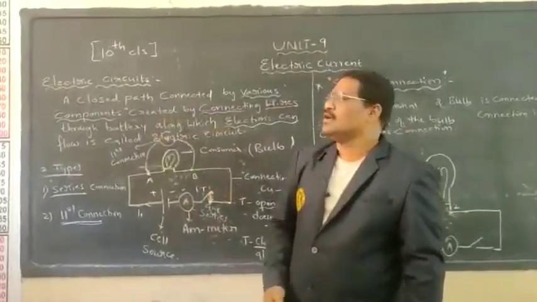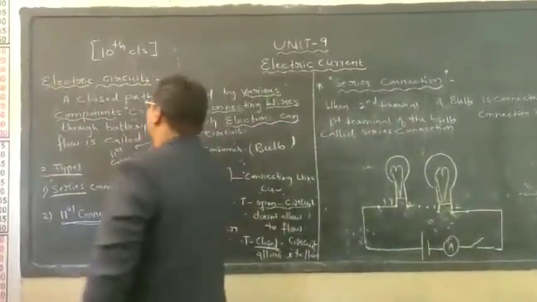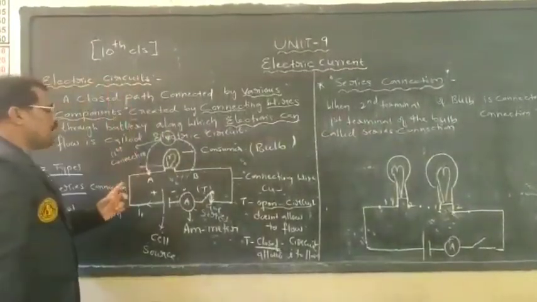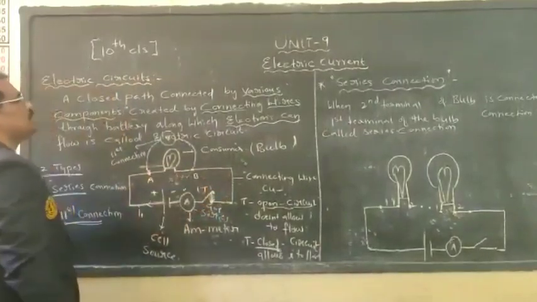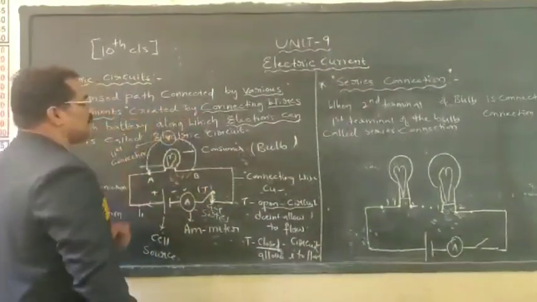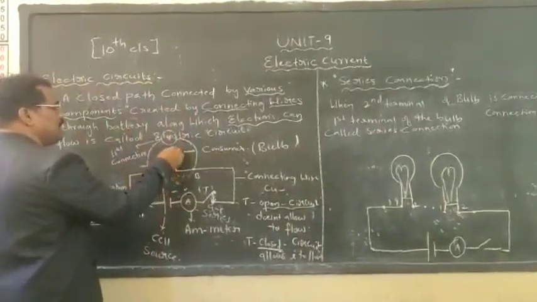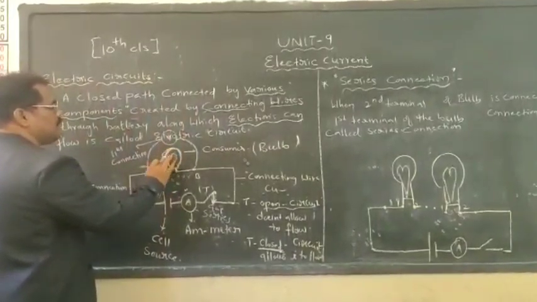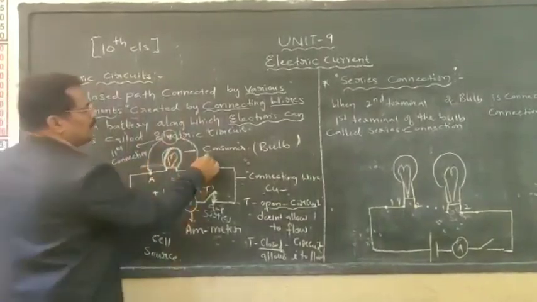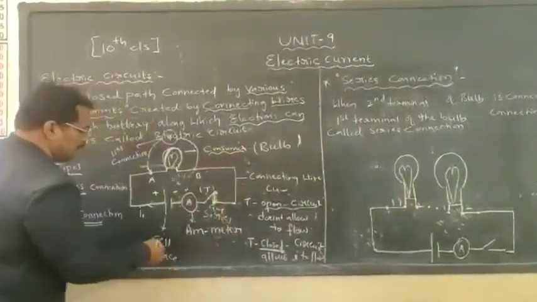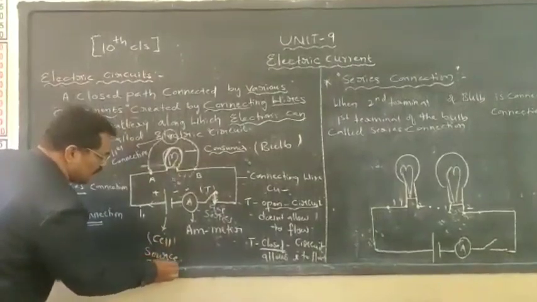Now coming to the topic: electric circuits. What is called an electric circuit? Electric circuits are nothing but a closed path connected by various components. I have taken here one component called a bulb, which is called the consumer. Battery or cell is called the source.